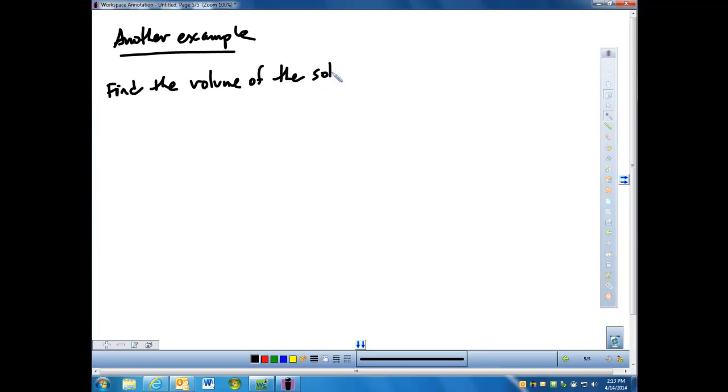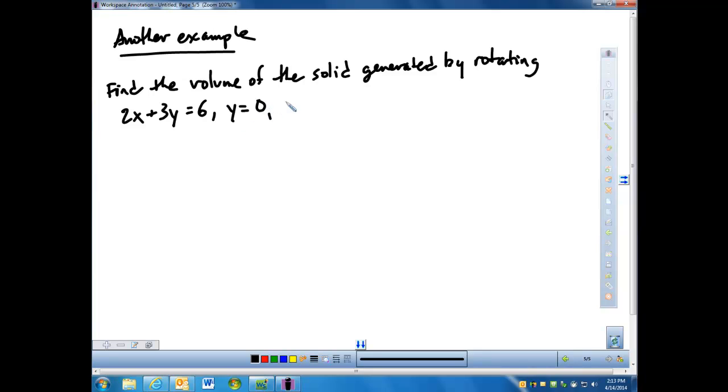So now we're going to find the volume of the solid generated by rotating 2x plus 3y equals 6, y equals 0, which is the x-axis, and x equals 0, which is the y-axis, all around the x-axis. So I'm giving you 3 boundaries here. I'm giving you 3 functions, 3 curves, if you will, that act as boundaries for our area that we're going to spin.